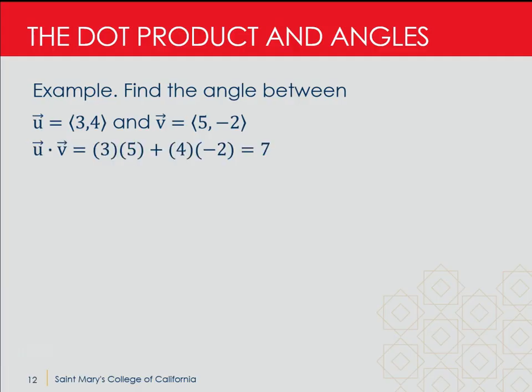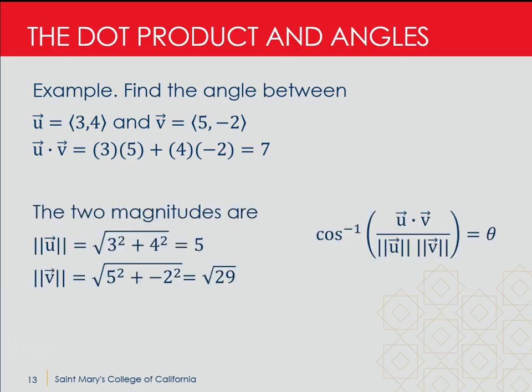Okay, so first off, we take the dot product. So 3 times 5 and 4 times negative 2, so that's 15 minus 8 is 7. Then we take the two magnitudes, and we're just throwing the formula in on the right-hand side there so we can see it. So the magnitude of u is the square root of 3 squared plus 4 squared, which is 5. Magnitude of v is 5 squared plus negative 2 squared, so 25 plus 4 is square root of 29.